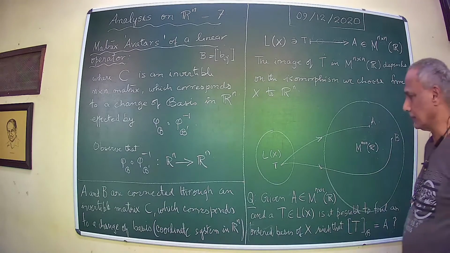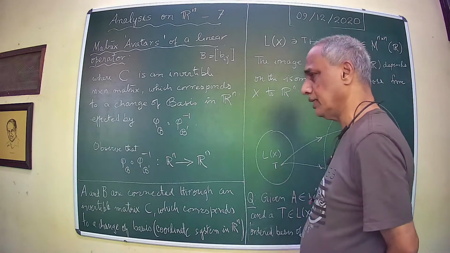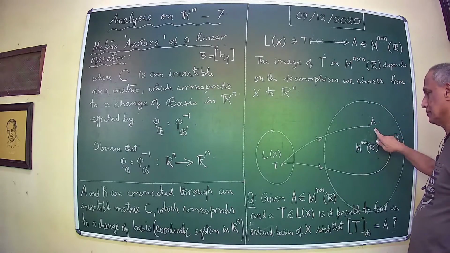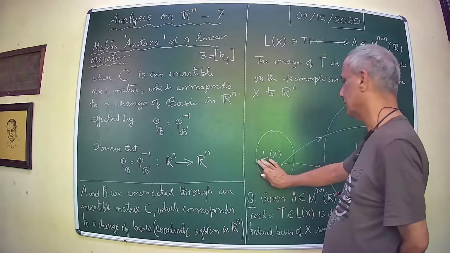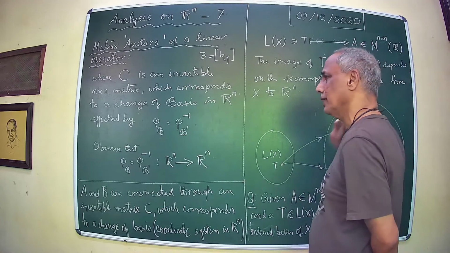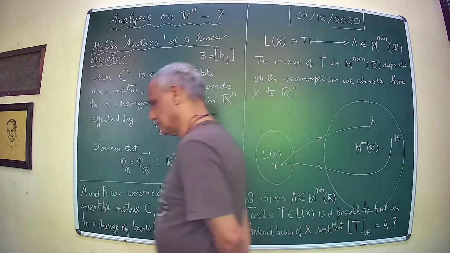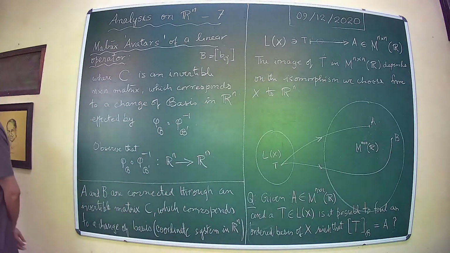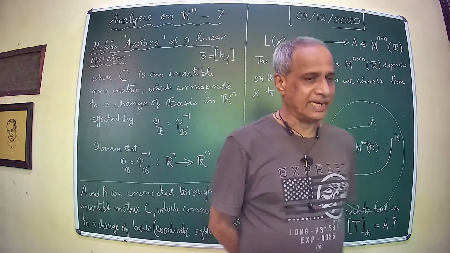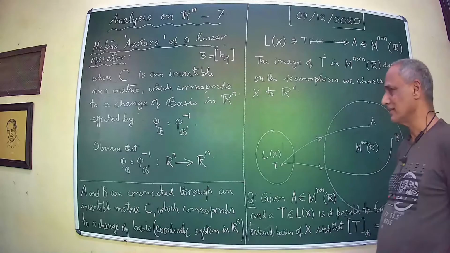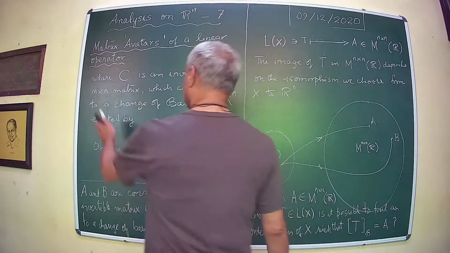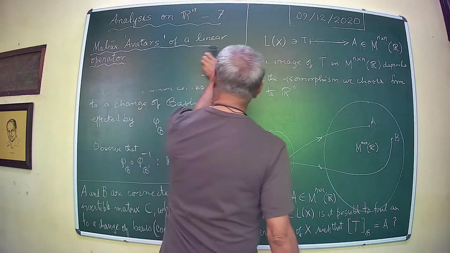In short, what you are asking is this. You have a T here, that is fixed. Take any A. Can you find an ordered basis here such that the matrix representation of T is equal to A? If that is possible, then you see that every matrix represents every linear transformation. But that is too much to ask. You see that this is not possible.